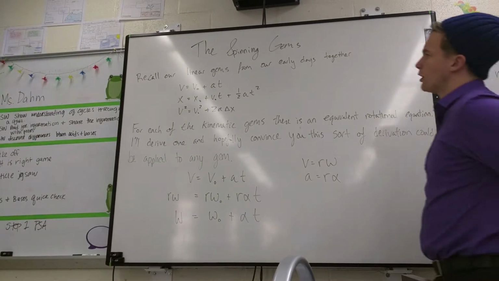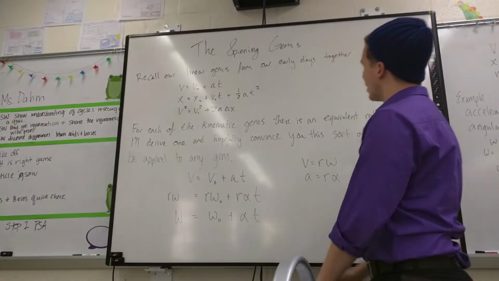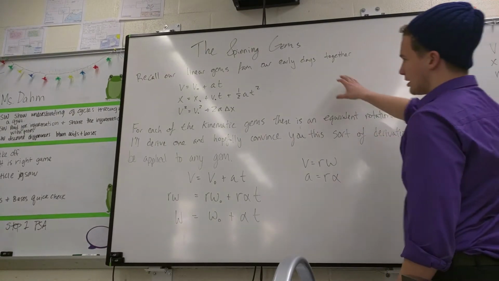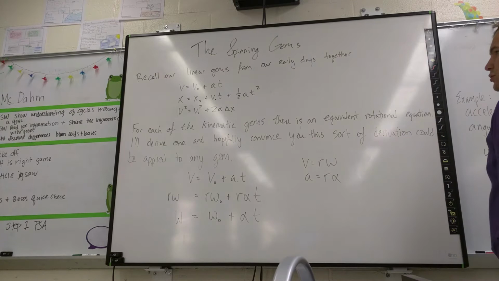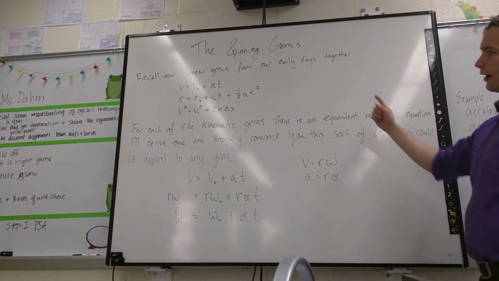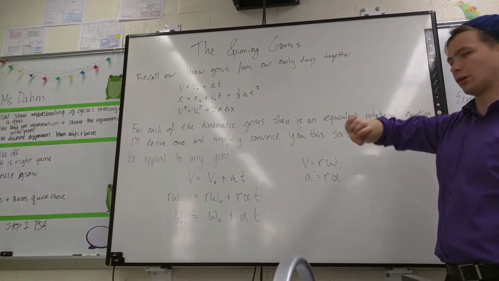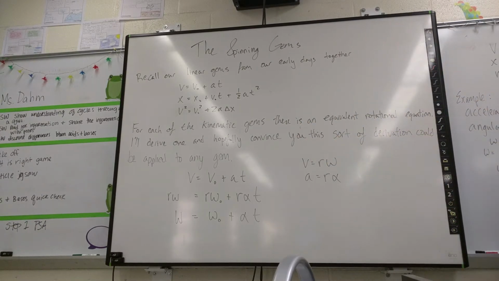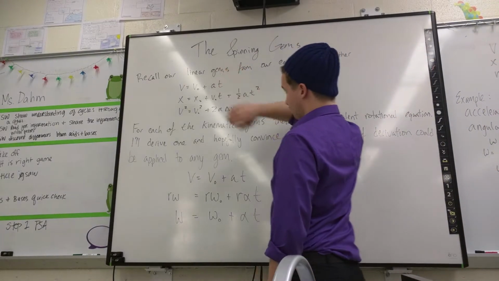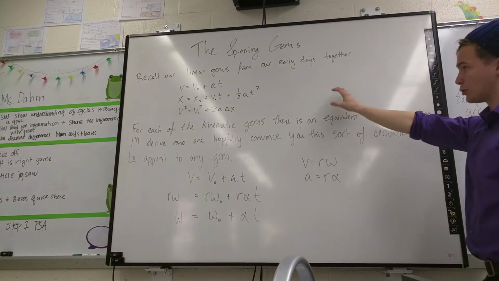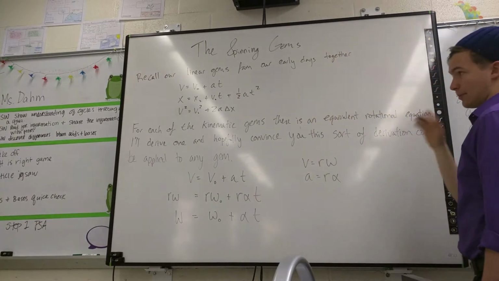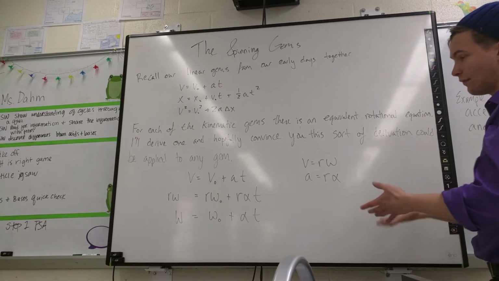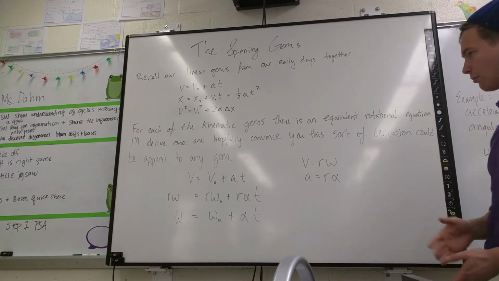But to the physics, recall that our linear gems from our early days together go something like this, and you can find them on your equation sheet, so there's no need to try and memorize them yourself. And I'm going to try and convince you that for every kinematic gem, there's also an equivalent rotational gem. So I'll derive one of them using this first equation, but using the same process, you should be able to derive the other two. I'm just not going to do it here because I hopefully can convince you that this would work. It's relatively simple.